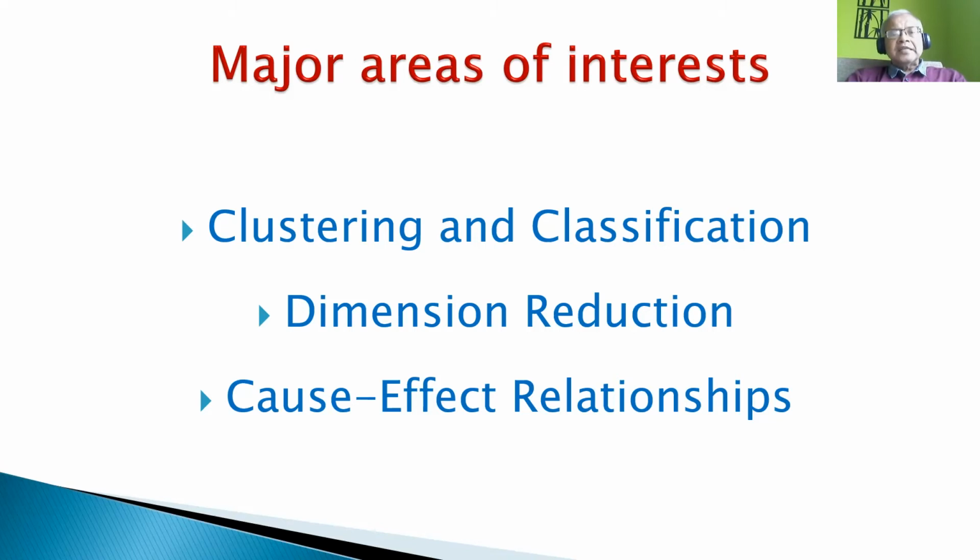Okay. So these are the three topics that primarily we'll be covering in this course on multivariate analysis for data science. There would be other topics, but the focus would primarily be on clustering and classification and dimension reduction, and to an extent on cause-effect relationships.